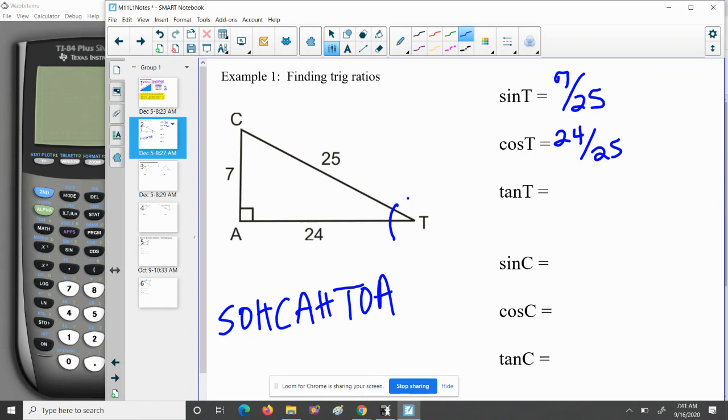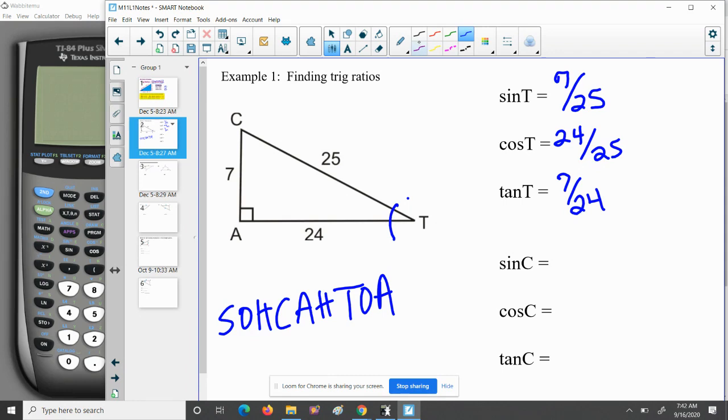Now, tangent of angle t. Take a look at angle t. Tangent is opposite over adjacent. If we look at angle t, the side opposite is 7 and the adjacent is 24. So 7 over 24 is the tangent of angle t.